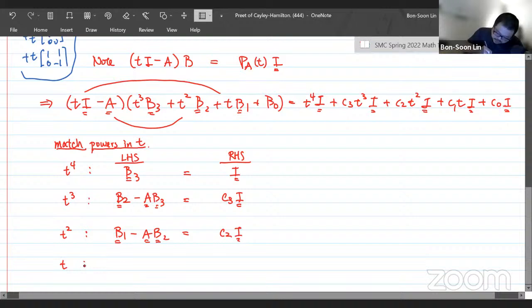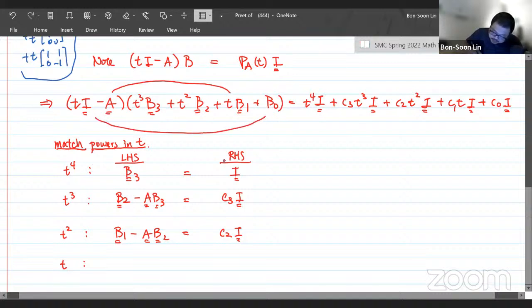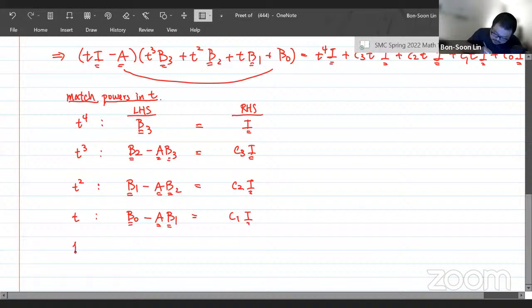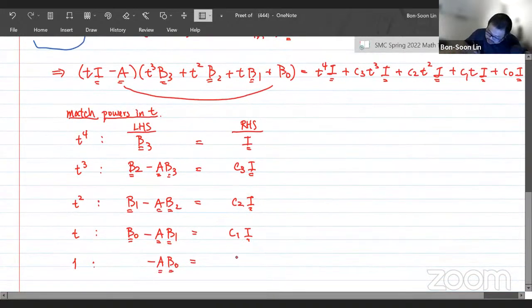Two more. The T term comes from A times this guy and Ti times this guy. So that is B0 minus AB1. And that is C1I. And finally, the constant term, the ones without T, that is minus A and B0. So on the constant term, we just write 1. So that's minus A times B0. On the right-hand side, that is just C0I.